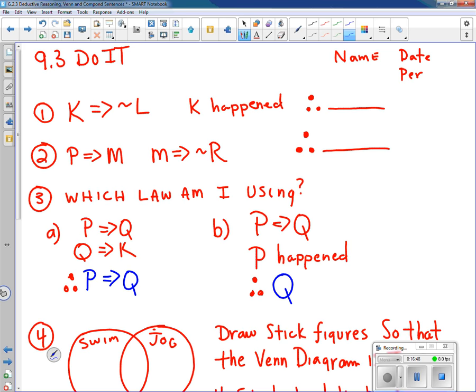All right, so which law am I using here? So I have a conclusion already written in. I have a series of conditional statements, and then I have a conclusion. So which one is law of detachment, and which one's law of syllogism?